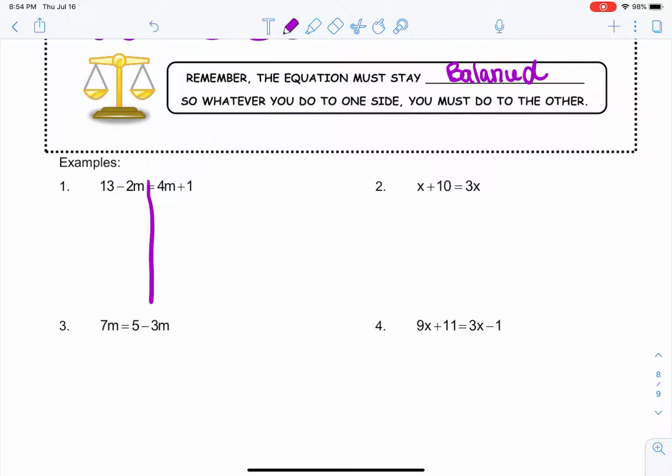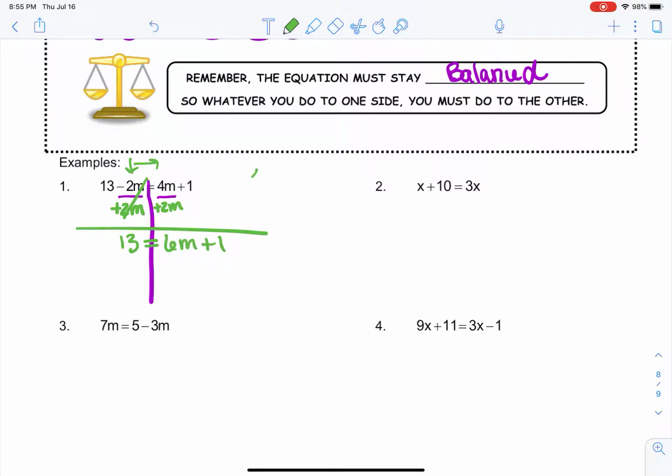So in this problem, I see two variables, okay? I've got a negative 2m and a 4m. My job is to get those to one side of the equation. So just because it's my choice here, I'm going to decide to get this negative 2m to this side of the equation. So if I want to move a negative 2m, I'm going to do the exact opposite of that whole thing. So the opposite of a negative 2m is a positive 2m. And I'm going to do that on both sides of the equation, just to the variable. So these go away. I'm left with 13 equals 6m plus 1.